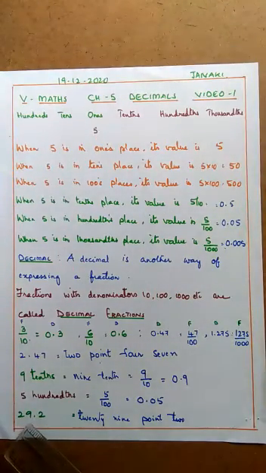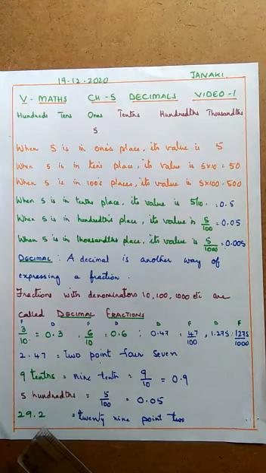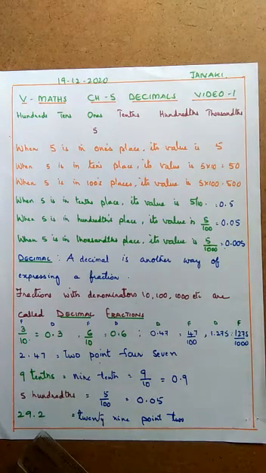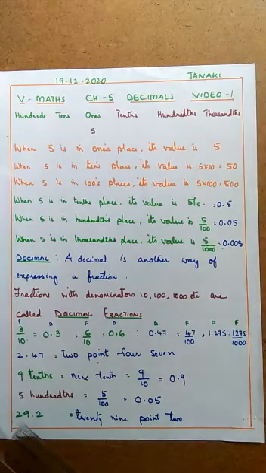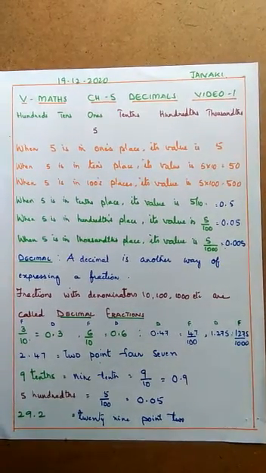But after the decimal, you shouldn't read it as twenty-nine, forty-nine like that. You should read each digit separately. Okay, so this way you have to write it.